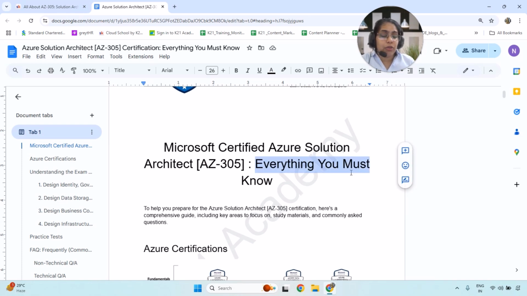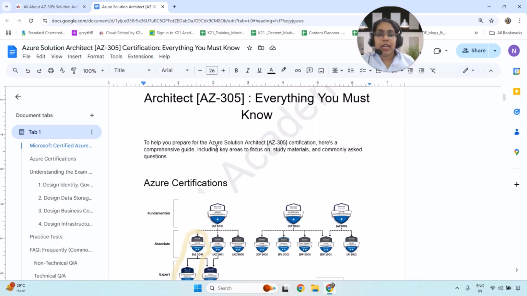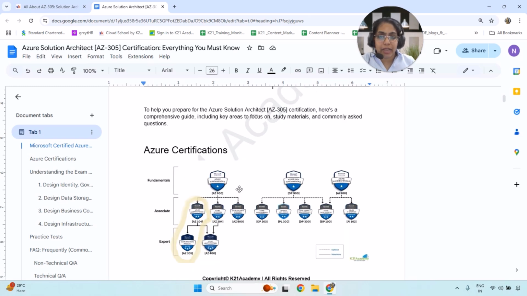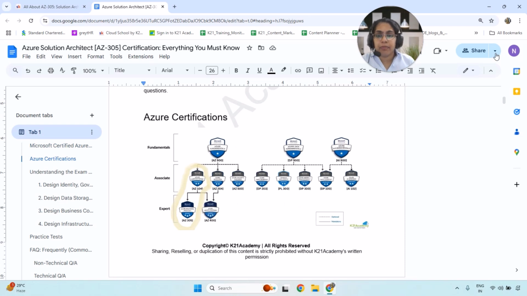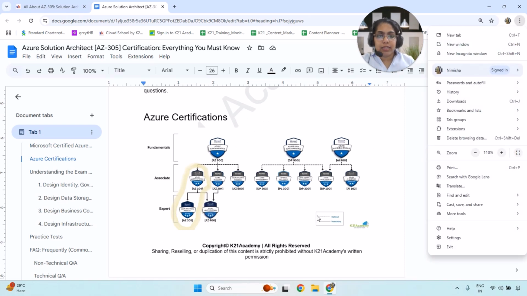So to help you prepare for the Azure Solution Architect, which is the AZ-305 certification, here is a comprehensive guide which includes all the key areas which you should be focusing on, what study materials you should go through, and also, as I said, we have some commonly asked questions which we have included over here. So let me just make it a bit bigger so that this flow chart is a bit more clear to all of you. I hope it looks better now.